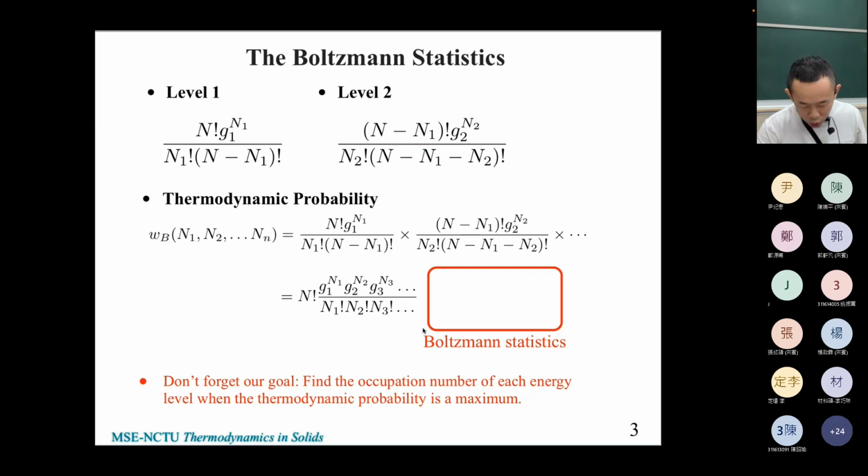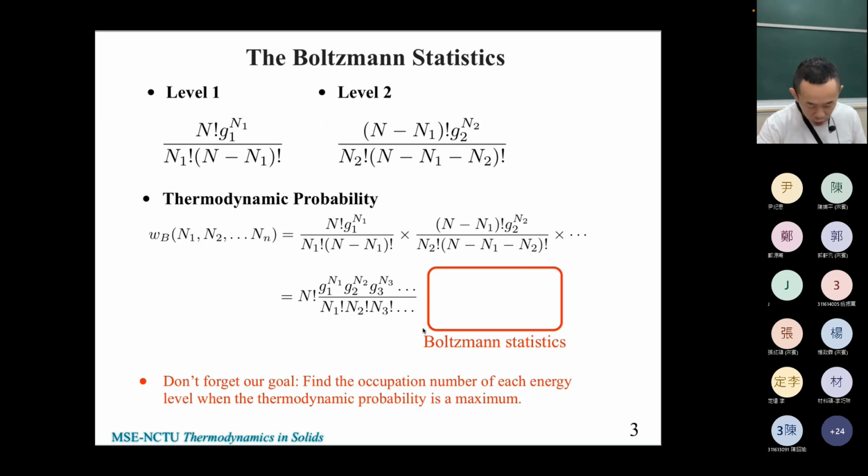Of course, for G2 you have the same formulation, and you pick N2. So level 2 looks like this. I guess you have no problem with that. The thermodynamic probability means all the possible ways, so you need level 1 times level 2 times level 3 times level 4, and so on.